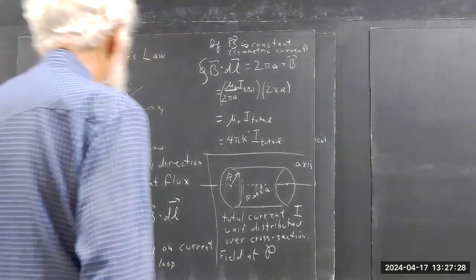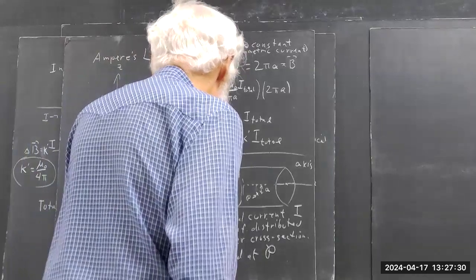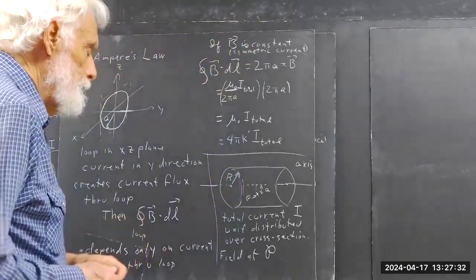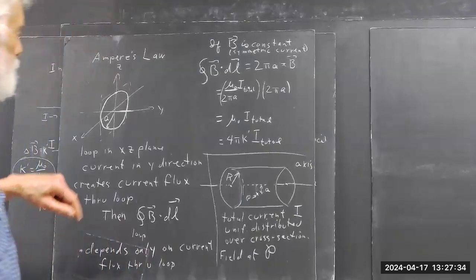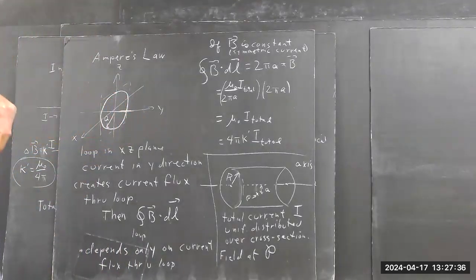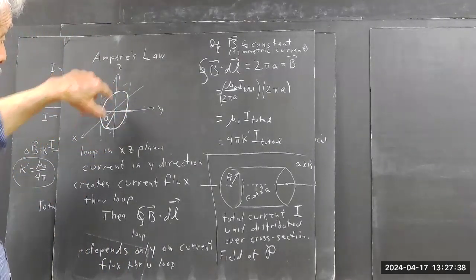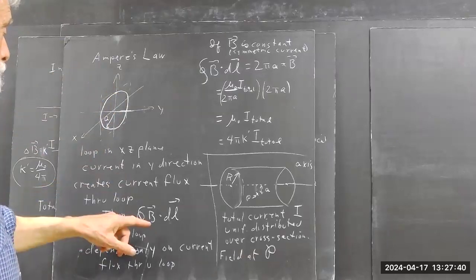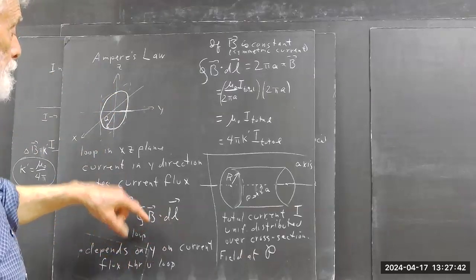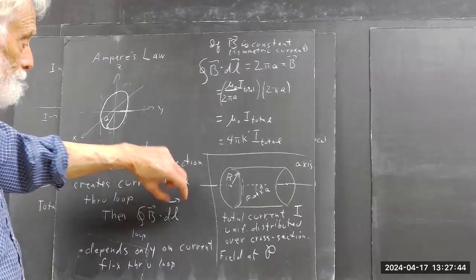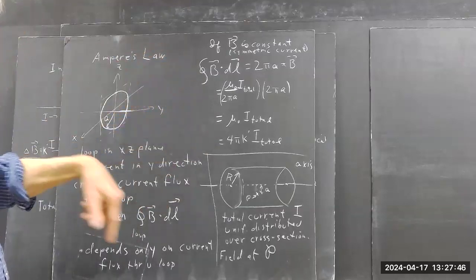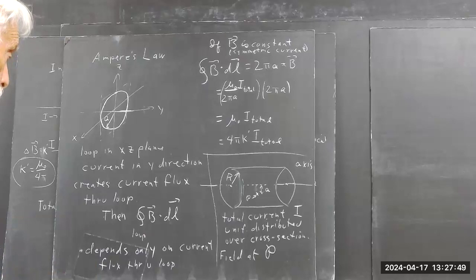Okay, so this picture. We know that the current around any loop depends on the flux through the loop. The flux is the integral of B dot dL, the distance increment around the loop.